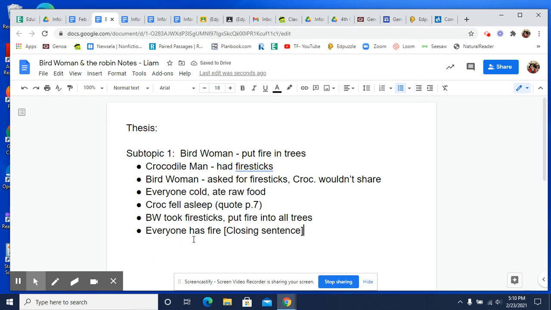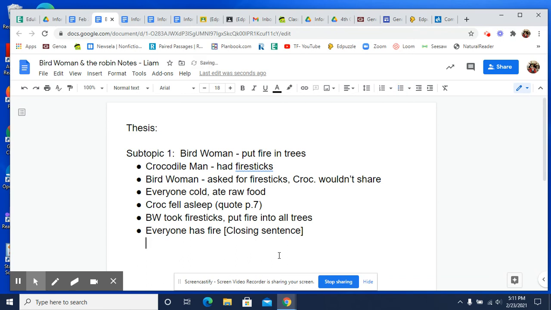And of course, I'm not just going to say everyone has fire. I'm going to put it into my own words. I'm going to say something like, after I retell the story and she put the fire into the trees, then I might say, now everyone in the land has access to fire. Everyone in the land has fire to cook their food and to keep themselves warm. Okay, so I add my other stuff in there on the closing sentence to make it flow better, so it's not so choppy. Okay, so that is what we did today.